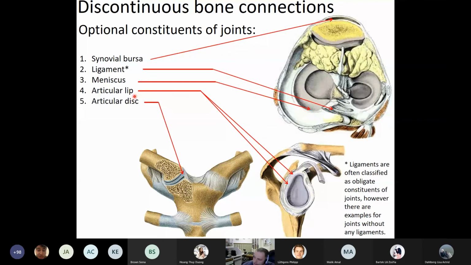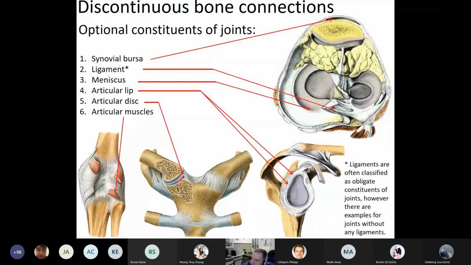In some cases, the articular surfaces are a little bit far away from each other and they don't fit anatomically. Therefore, there is a piece of cartilage in between the surfaces, and it separates the joint cavity into two, and that is the articular disc, which is found, for instance, in the sternoclavicular joint. This is an example, but in other joints we also have a disc, like in the temporomandibular joint, that is in the mandible.